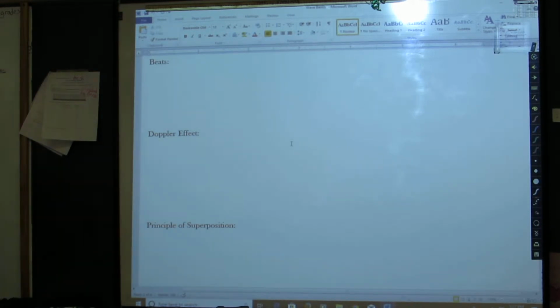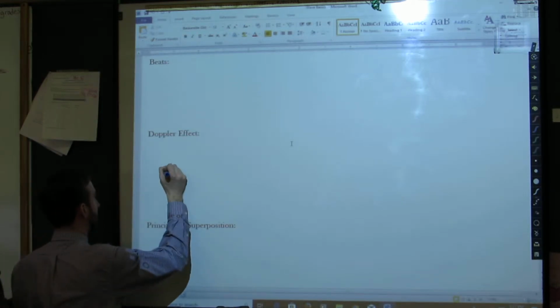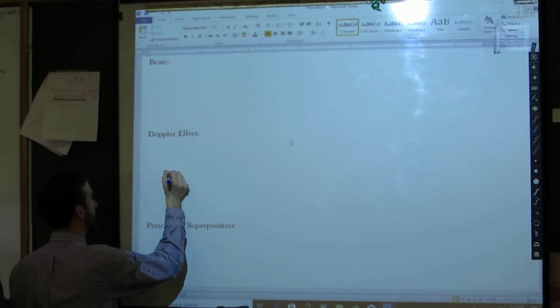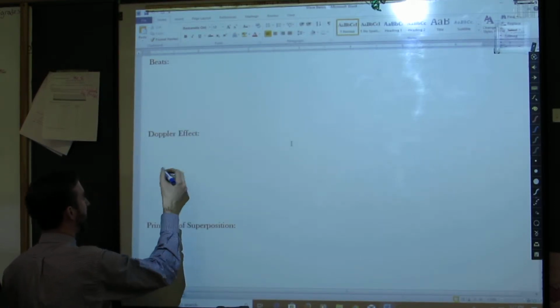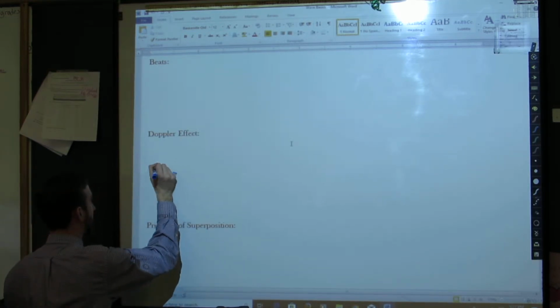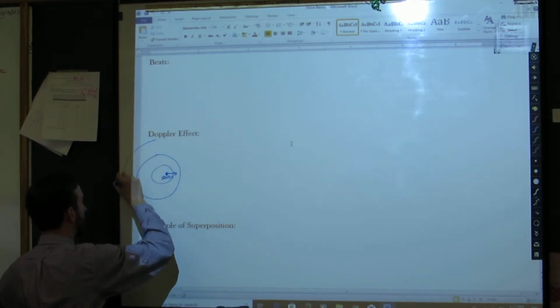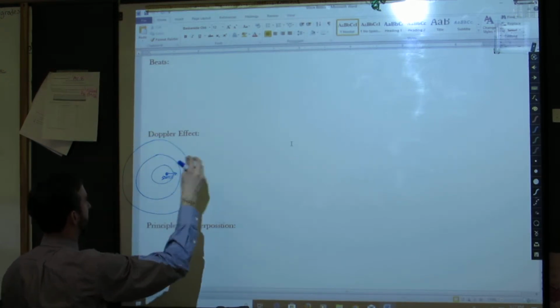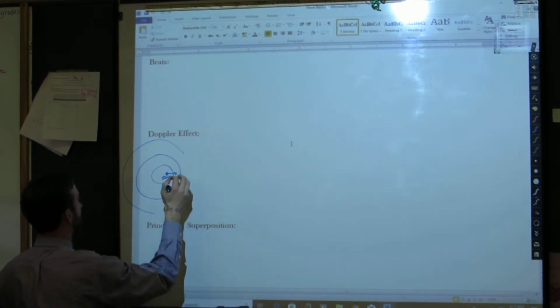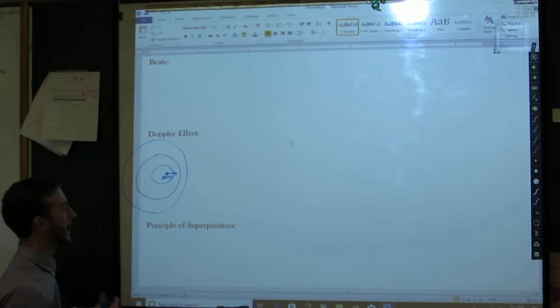So let's draw a picture of this. All right. Here is our source. Now this is tiny writing, but you can deal with it. Source is moving this way, and let's say maybe the wave fronts for that source look something like this. Alright, that's not a very good one, but you get the picture. Okay, you know I can't draw.